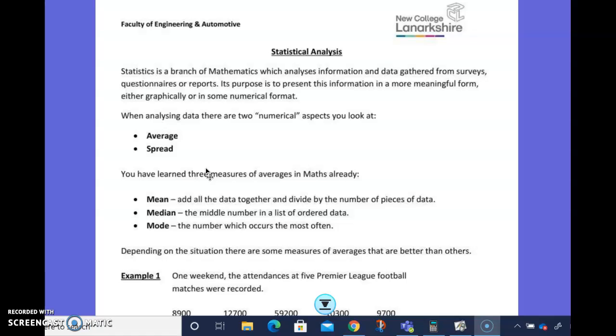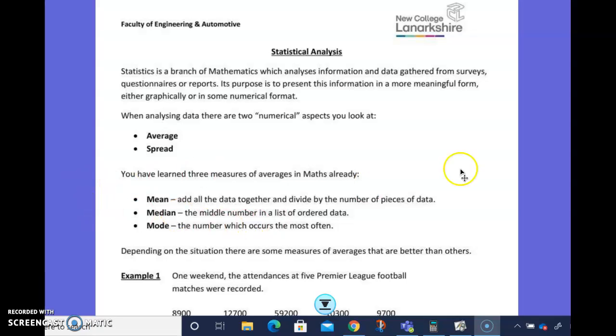Okay. So statistics is a branch of mathematics that deals with analysing information and data that are gathered from surveys or questionnaires or reports, and just having a list of that data isn't very useful, so we can use statistical analysis to work out different parts of it. The two different things that we usually look at when we're looking at data is the average, so what the most common result is, and the spread, how spread out things are.